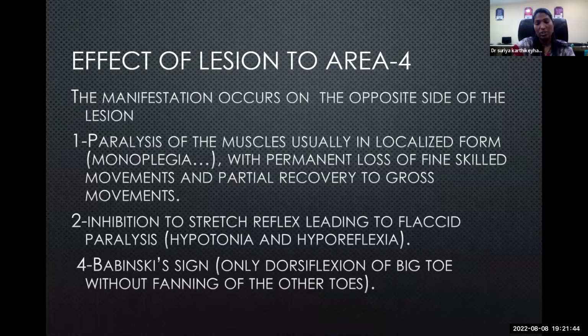Coming to the lesions. What happens when there is a motor area lesion? There will be paralysis, because it is connected to the corticospinal tract. The corticospinal tract has to come down, and it produces the reflexes of the opposite side of the body. If there is a central lesion, when our brain is damaged and there is a lesion to the motor area, all the muscles will be paralyzed. There will be inhibition of the stretch reflex. There will be Babinski's sign positive.